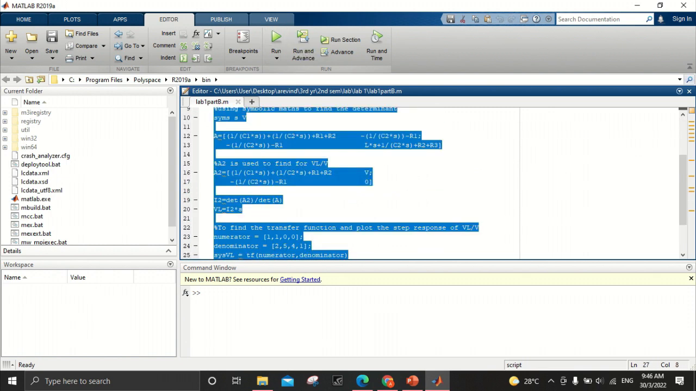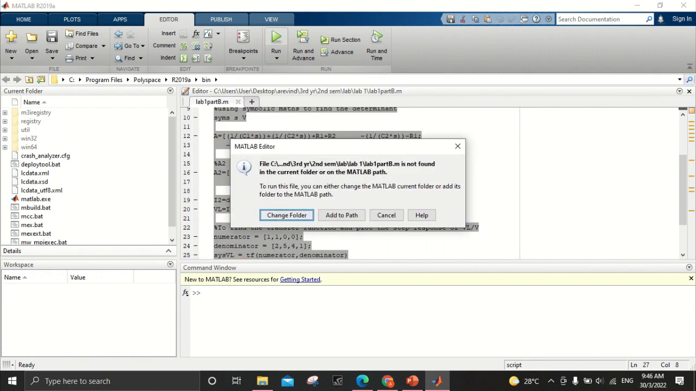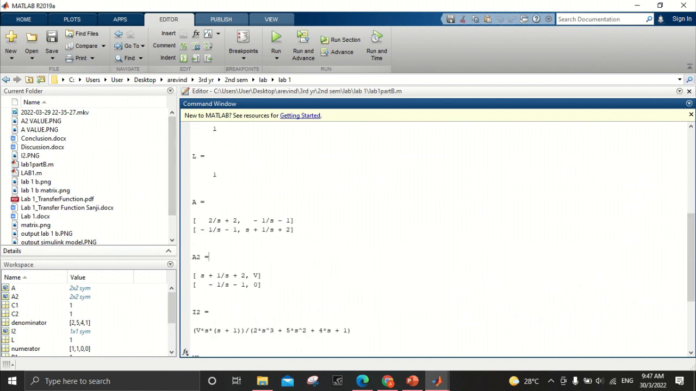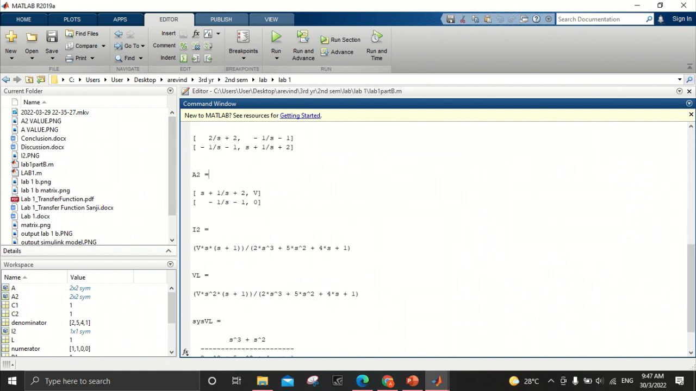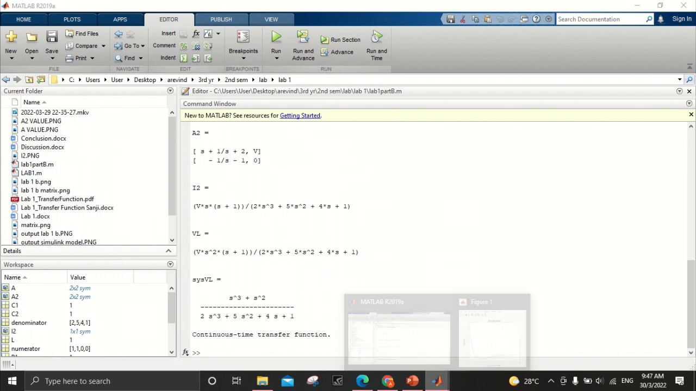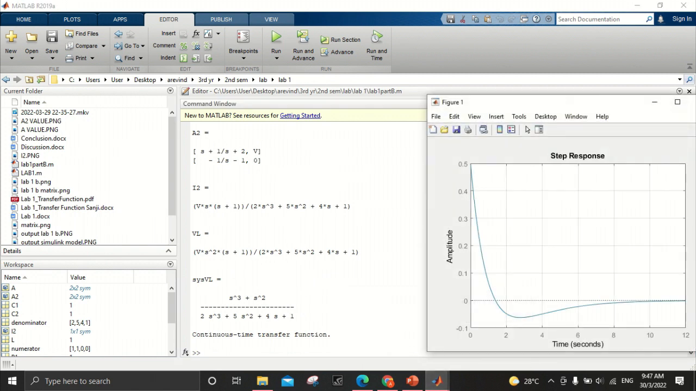Once everything is done, run the code. After we run the code, we can see that the variables are declared and the matrix form of A, A2, and then the answer of I2 and VL, then the transfer function of VL, and then this is the step response of this circuit.